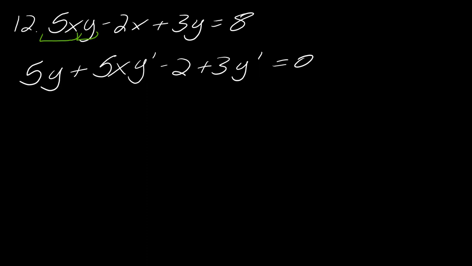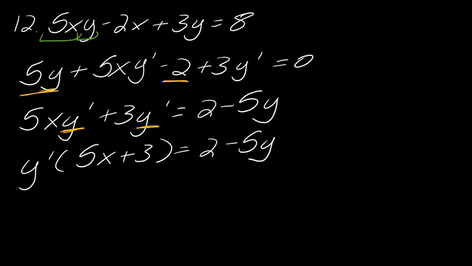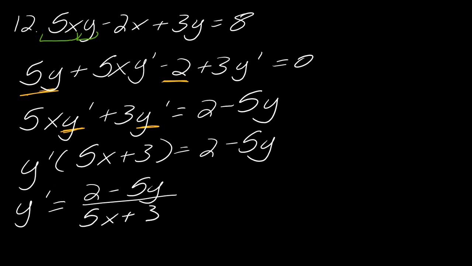All right, so now I want to get the y primes by themselves. So the things that do not have a y prime, those two things right there, I'm going to send them to the other side. So I have 5x y prime plus 3y prime. That's going to equal 2 minus 5y. And then I need to factor out these y primes on this side. So now I've got y prime times 5x plus 3 equals 2 minus 5y. So my final answer will be y prime equals 2 minus 5y over 5x plus 3.